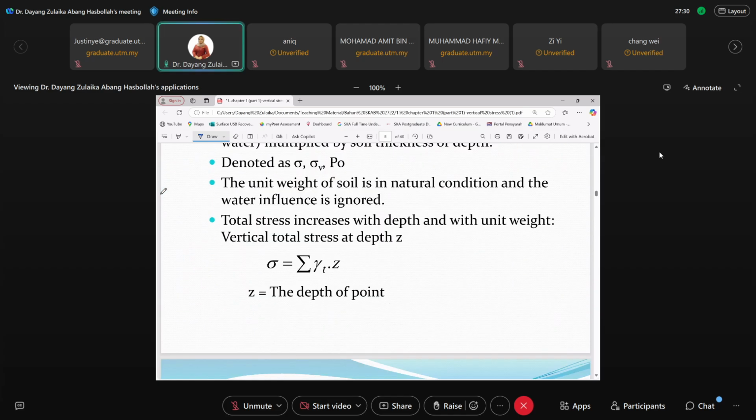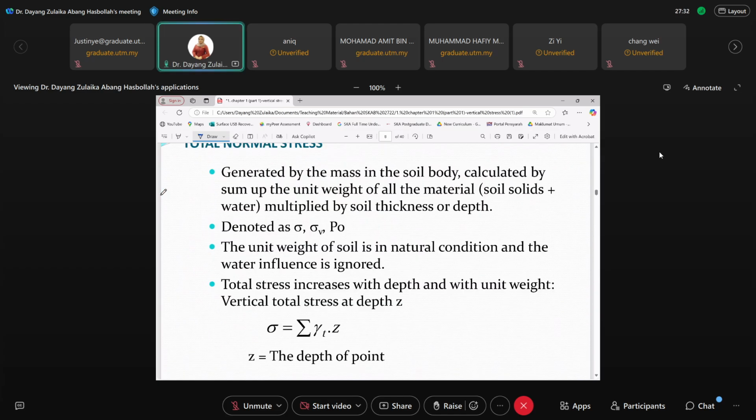So what is total stress? Total stress is generated by the mass in the soil body, calculated by the sum of the unit weight of all the material. Okay. In our revision class last few weeks, I already highlighted that in soil we have three parts, right? We have air, we have water, and we have solid. So for total mass, of course, air is negligible, so you only have water and solid.